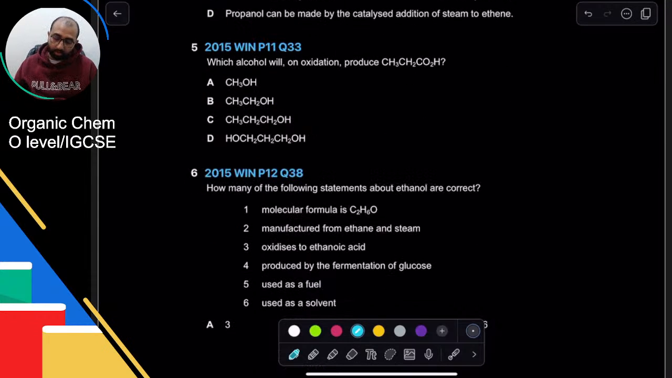Which alcohol will on oxidation produce this? So how many carbons are in this? 3, and the last one has OH. So that is the one that is going to oxidize to give us this. So 3 carbons and the last one with OH, C.